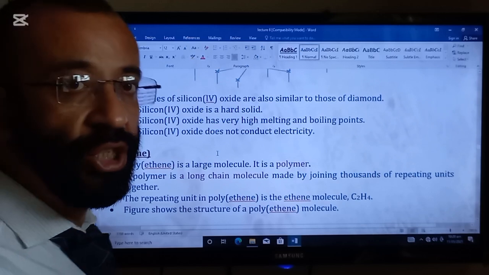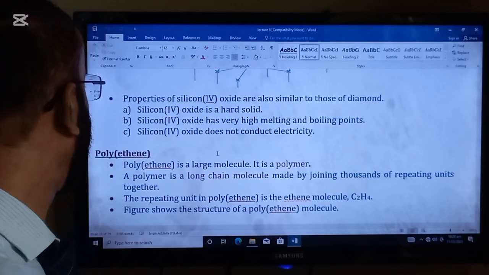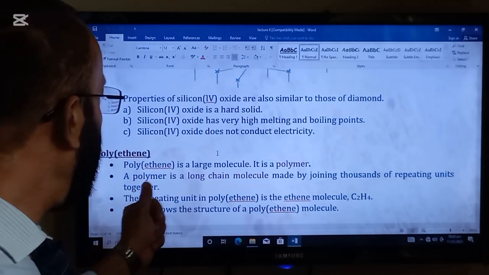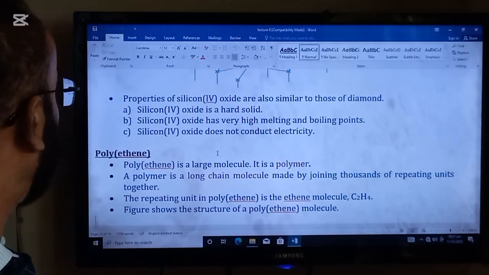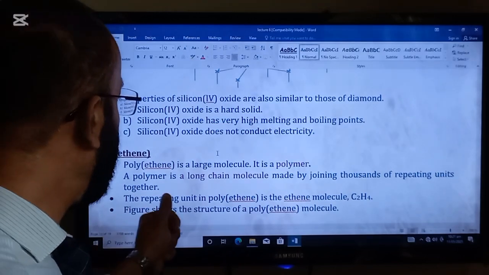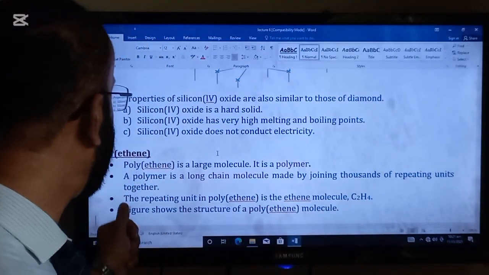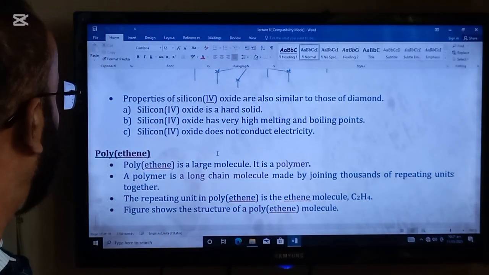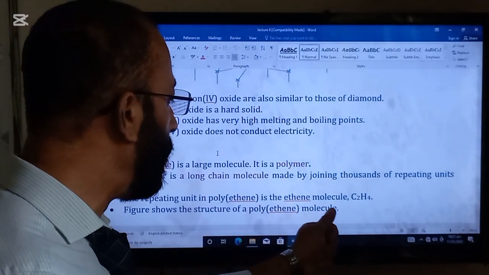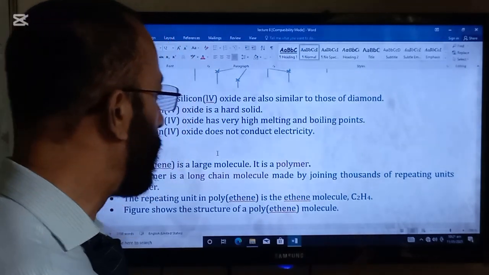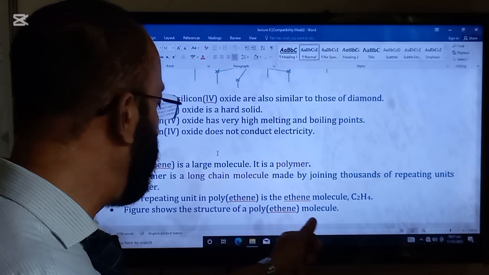Next topic in giant molecular structures is polythene. Polythene is a large molecule. It is polymer. A polymer is a long chain molecule made by joining thousands of the repeating units together. The repeating unit in polythene is the ethene molecule. Formula is C2H4. Figure shows the structure of the polythene molecule.